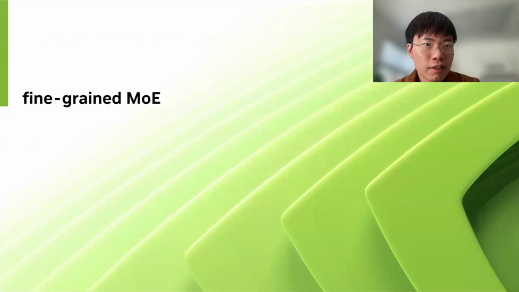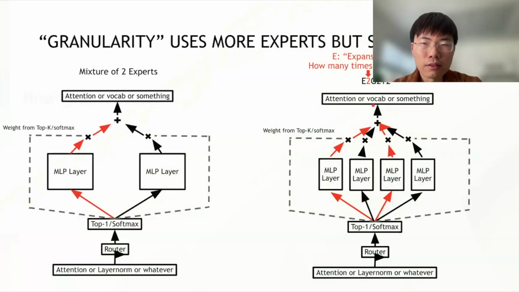So another key innovation is fine-grained MoE. Recently there are a lot of MoE models that use more experts but smaller ones. They compensate for that by routing to more experts. So this is fine-grained, and because you have more smaller experts, you get the flexibility to route to more experts. Here I'm giving an example, on the left is our plain mixture of two experts, top one.